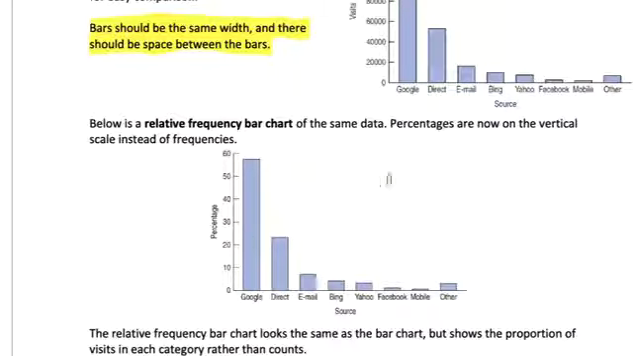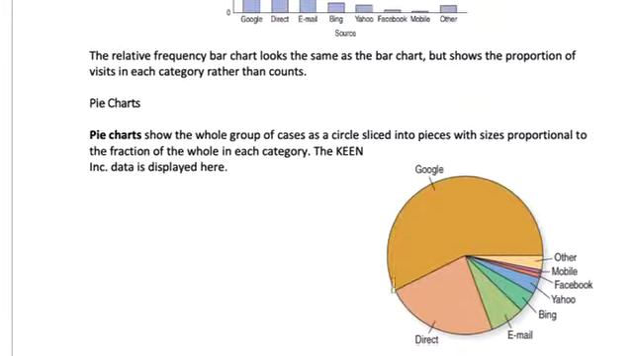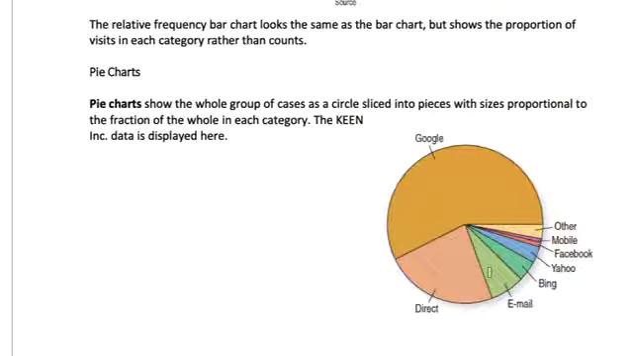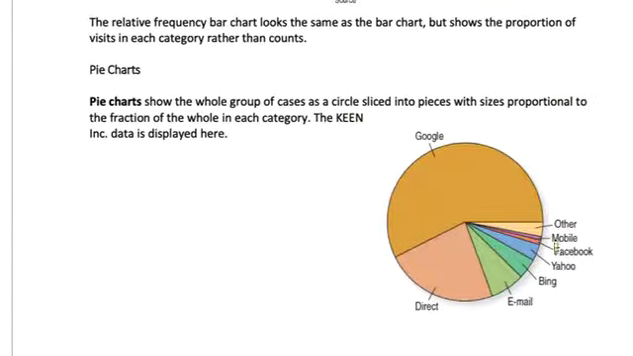So for the bar chart, I would use that to compare the categories. Like I can see that email is more than Bing, which is more than Facebook. With a pie chart, it's easier to see what fraction each is of the total number of visits.